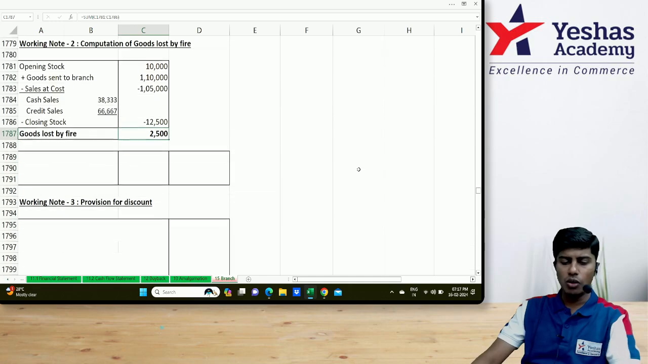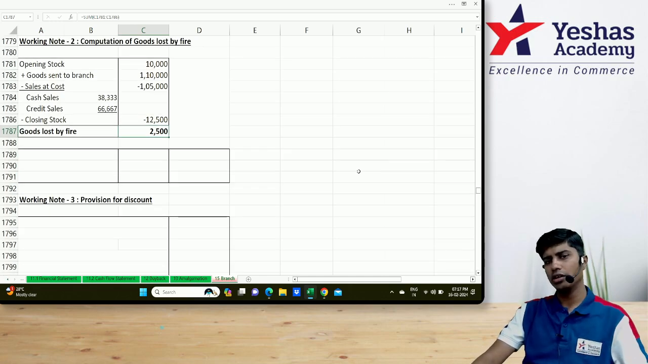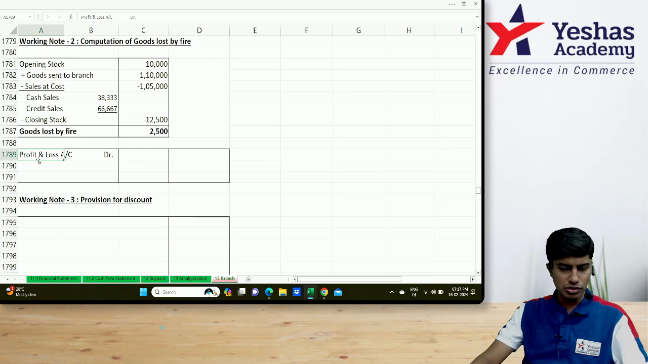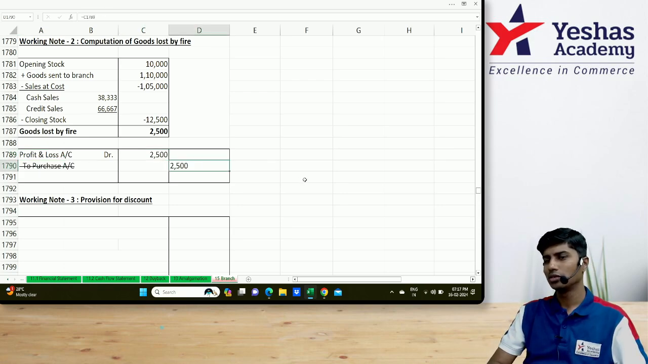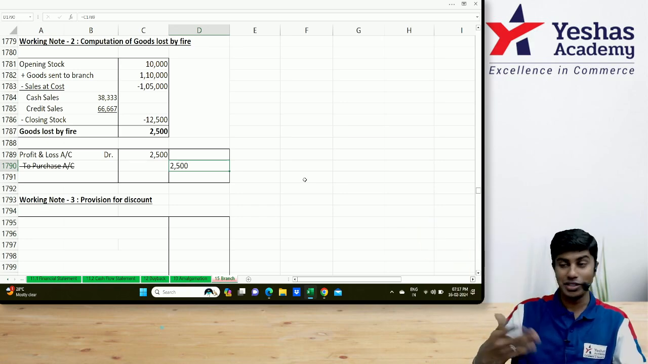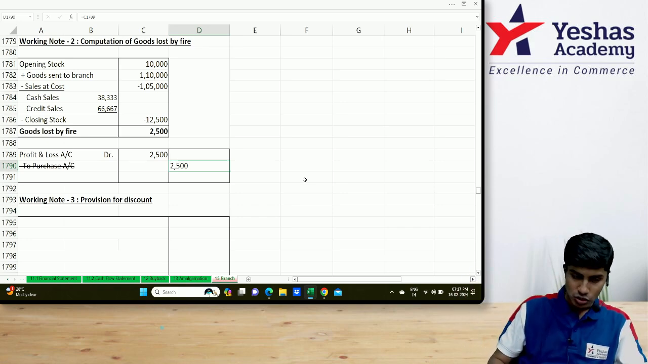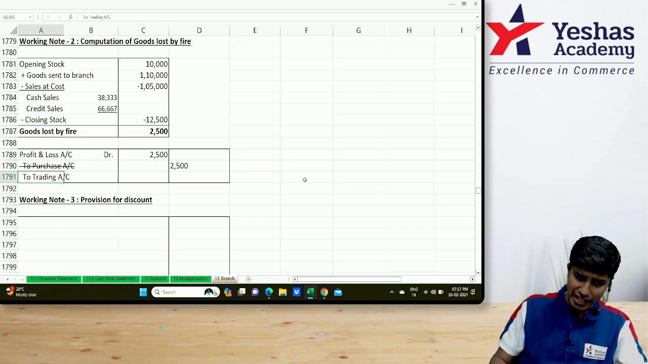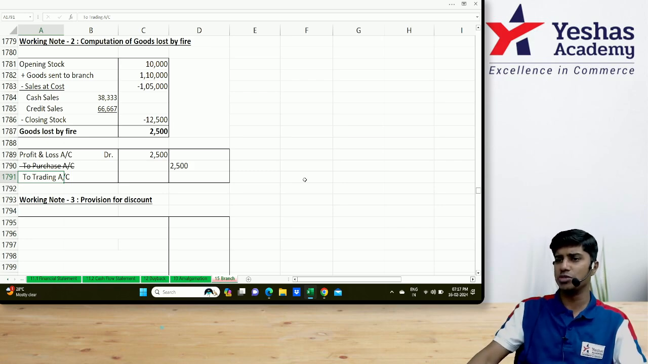Done. Now, what is the journal entry for goods lost by fire? P&L account debit to purchase. But I can't write that, because there is no purchase in this question. It's goods sent to branch, and I can't deduct from it. If I deduct from goods sent to branch, it will look like head office sent lesser goods. Head office sent full goods. We lost it.